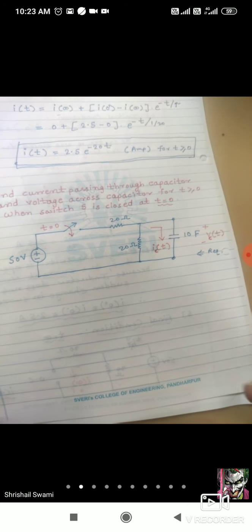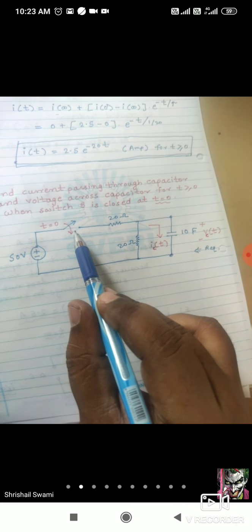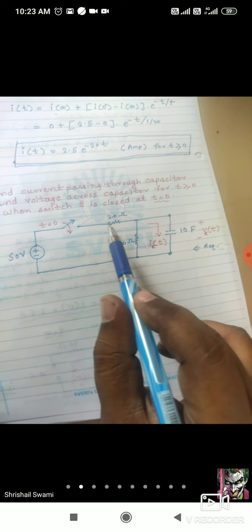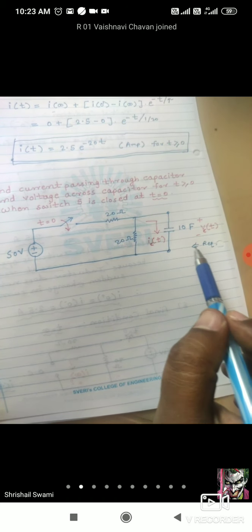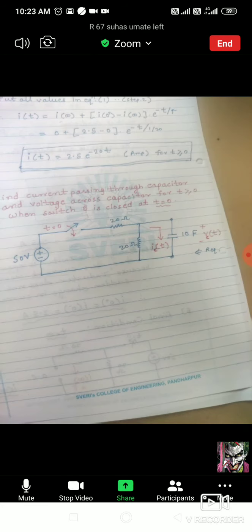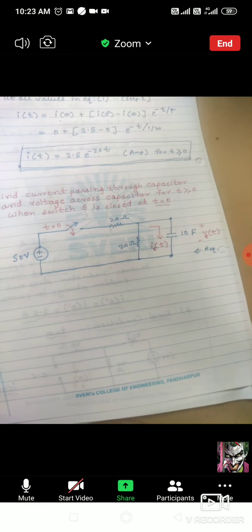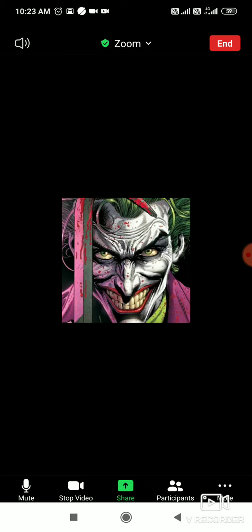Make the capacitor open, and between these 2 points you can observe the R equivalent. So this is shorted, the switch is closed, and these two terminals are open, and you are finding the R equivalent. In that case, how are the 20 ohm and 20 ohm connected, in series or parallel?